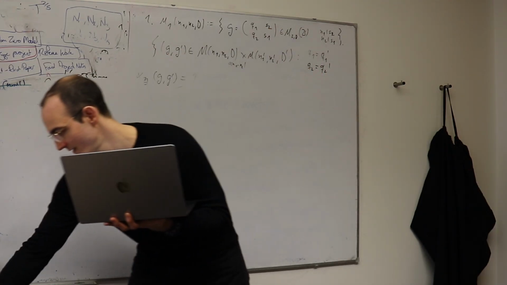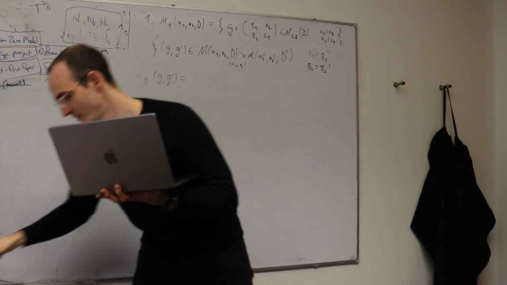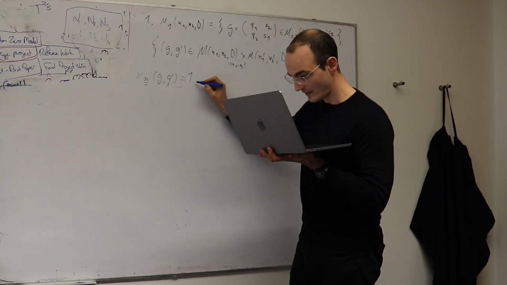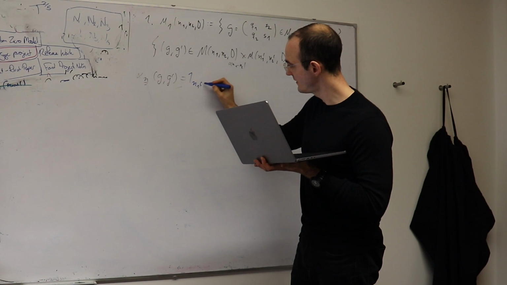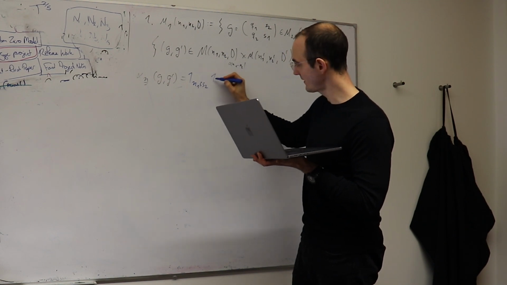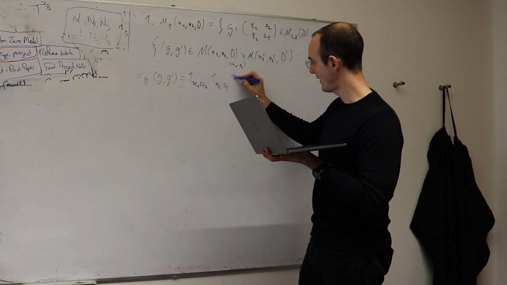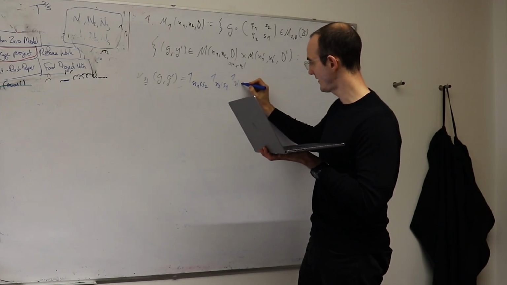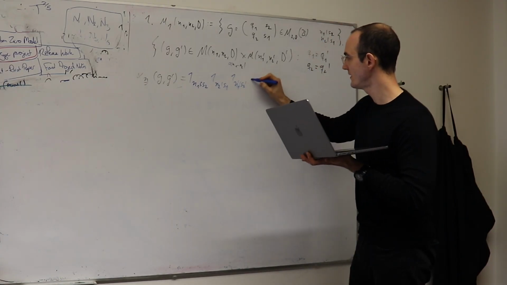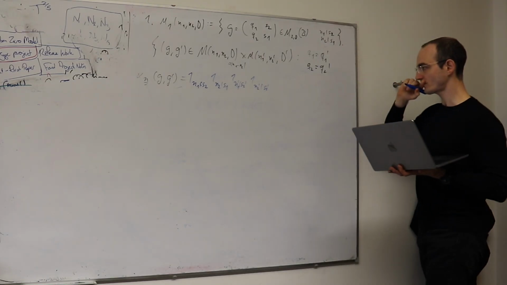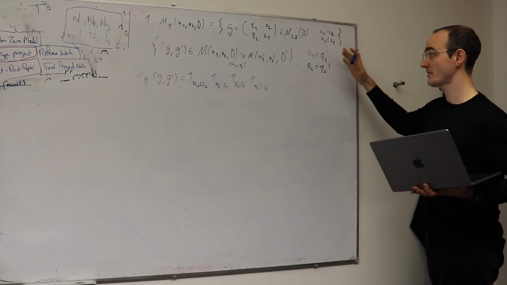Let's swap to blue. Like 1 of n1 divides s2, and n2 divides s1, and then 1 of n1 prime divides s2 prime, and n2 prime divides s1 prime. So we talked about this already before.